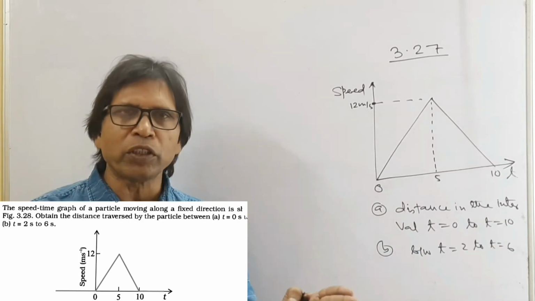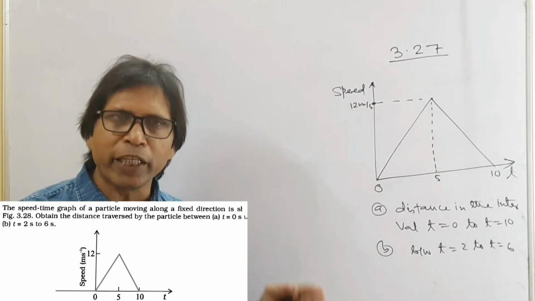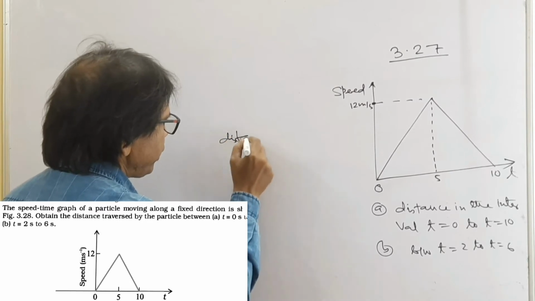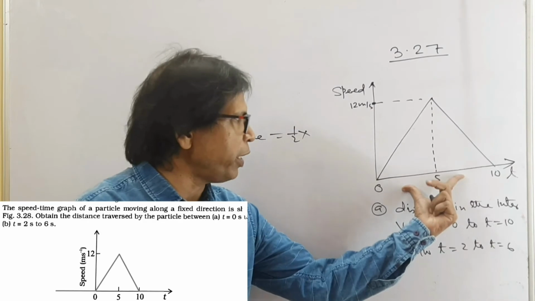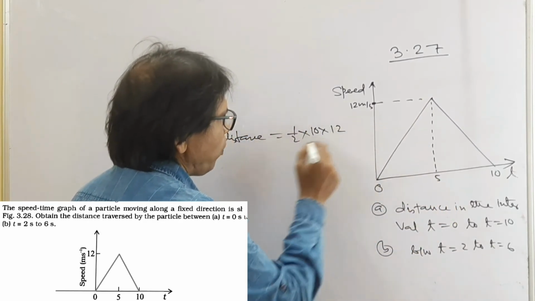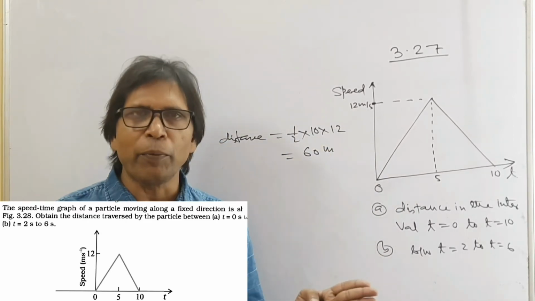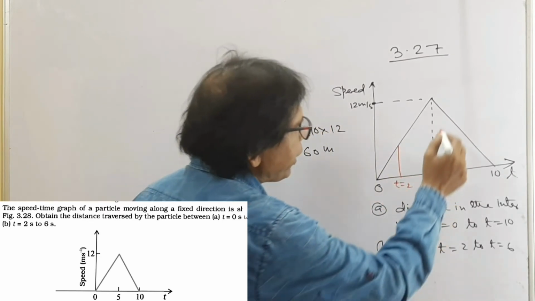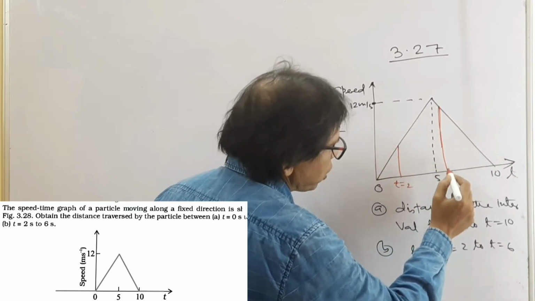In a straight line motion, we know the distance covered is equal to the area of the speed time graph. So the distance is equal to the area of this graph. Area, this is the base and this is the altitude. So base is 10 and altitude is 12. So 60 meter is the distance covered by the particle. This is at t equal to 2 and at t equal to 6.